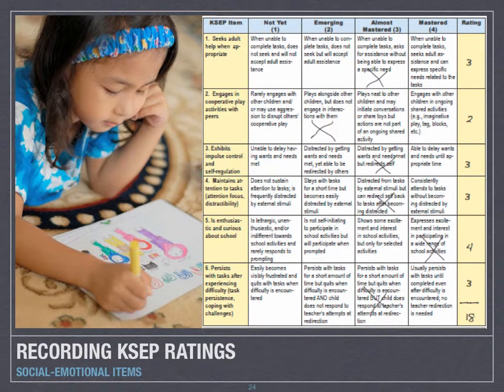Based on the 3 weeks of observations, Mary's teacher rated her at the mastered level on the excitement Mary showed in her school each day. This would be for item number 5. Most of the other items were rated at the mastered level or almost mastered level. The teacher noted that Mary did not cause disruptions while playing with her peers, but mostly engaged in parallel play. So item number 2 was rated at the emerging level.